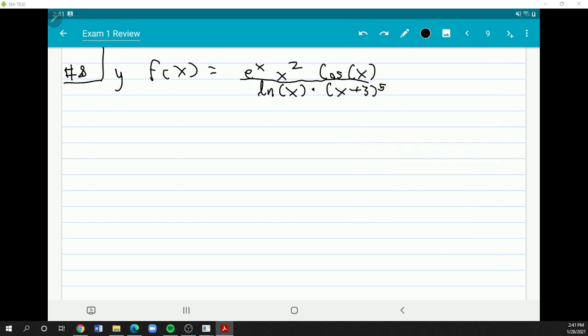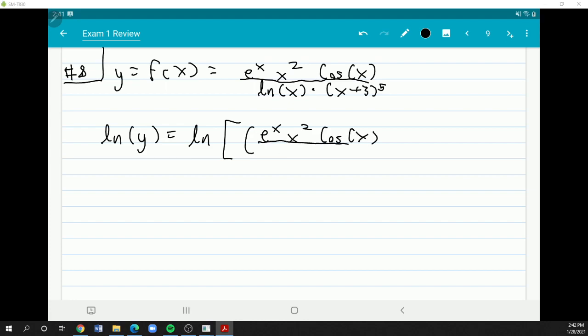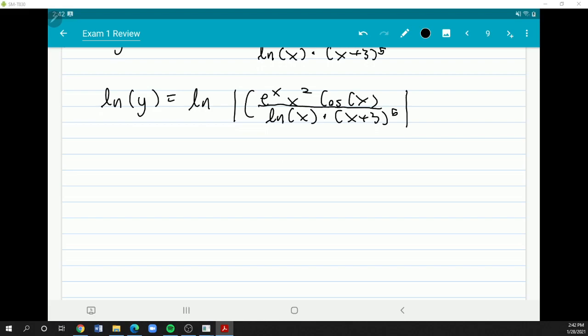So again, I'm going to call y equal to f of x. So the natural log of y is natural log of this, x squared cosine x log x plus 3 to the 5th. And these should be absolute value bars, just in case the function goes negative.